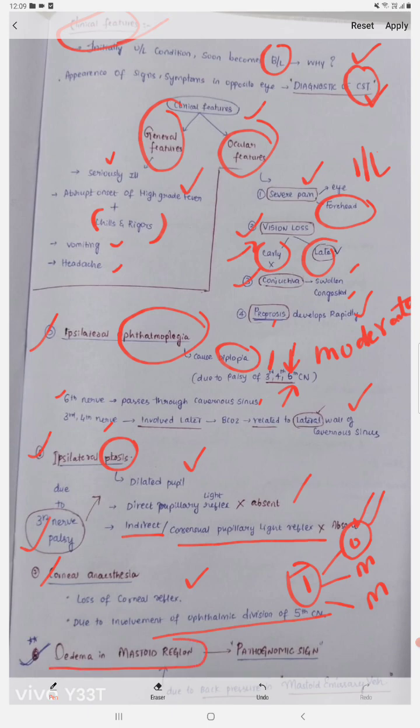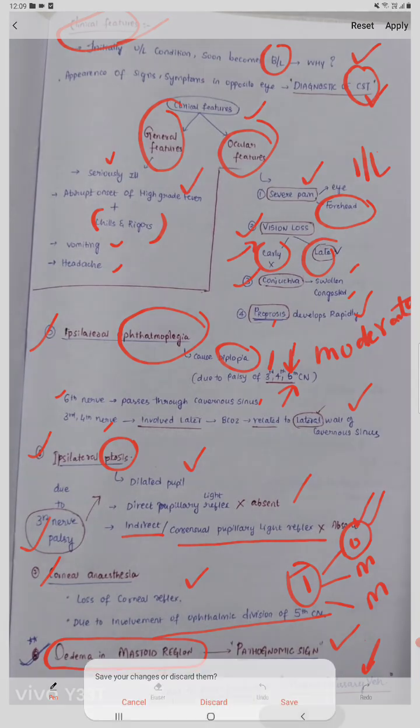The main important point you have to remember is edema in the mastoid region. If it is present, then you can say definitely it is cavernous sinus thrombosis. That's why it is a pathognomonic sign. It occurs because of back pressure from the mastoid emissary vein. The infection spreads from the mastoid air cells to the mastoid emissary vein, and whatever pressure is applied, the edema will develop in the mastoid region. That will lead to cavernous sinus thrombosis.